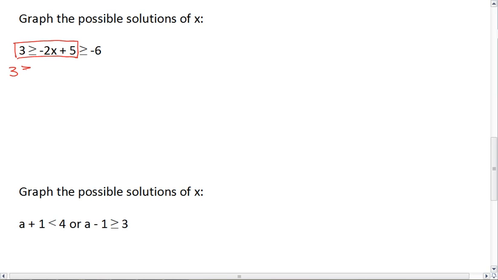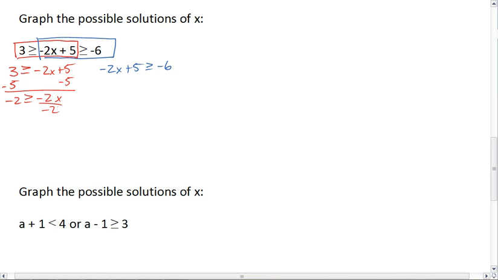We've got one that's going to be 3 is greater than or equal to negative 2x plus 5. And then I'm going to have another one, which is going to be the other half right here. So negative 2x plus 5 is greater than or equal to negative 6. Okay, so now I'm going to solve each of these. I'm going to go through this a little bit quickly because you should be able to do this by now. I'm going to subtract 5 from each side. Have negative 2 is greater than or equal to negative 2x.